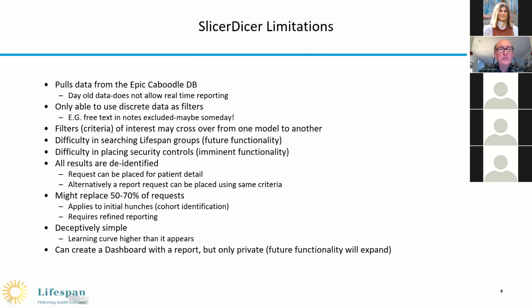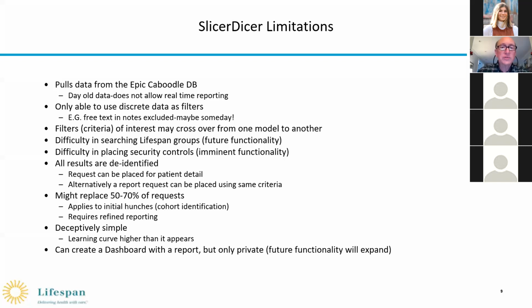Also, it is only able to pull discrete data from particular fields. So if you're interested in, let's say, pulling free text from notes, maybe someday we'll get to that, but that's not current functionality that SlicerDicer is able to pull off.